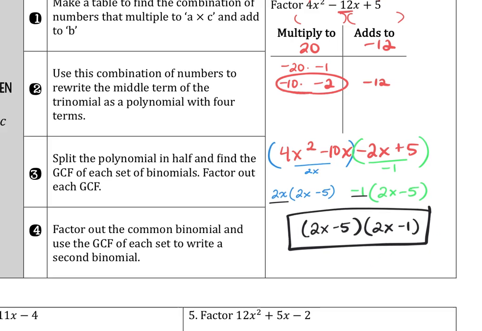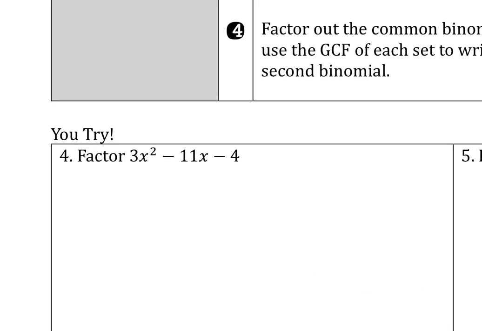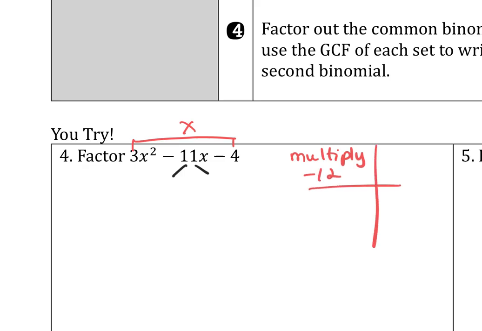All right, so we have two more. We got 3x squared minus 11x minus 4. So again, because this leading coefficient is greater than 1, we're going to use this AC method where we multiply them to figure out what combination of numbers they used to get this -11x in the middle. So we're looking for integers that multiply to the 3 times -4, which is -12, but they have to add to that middle term, which is -11.